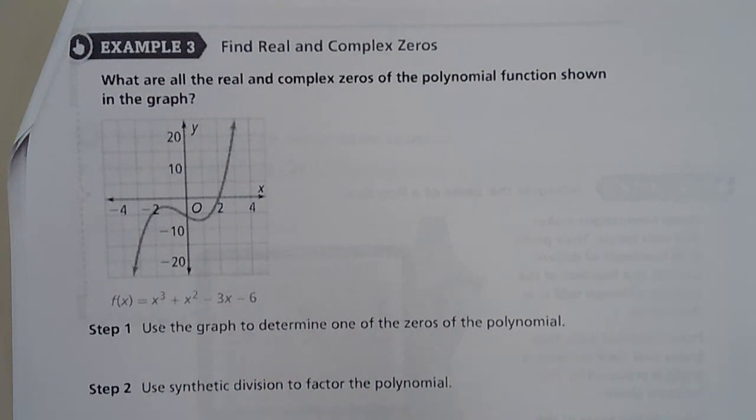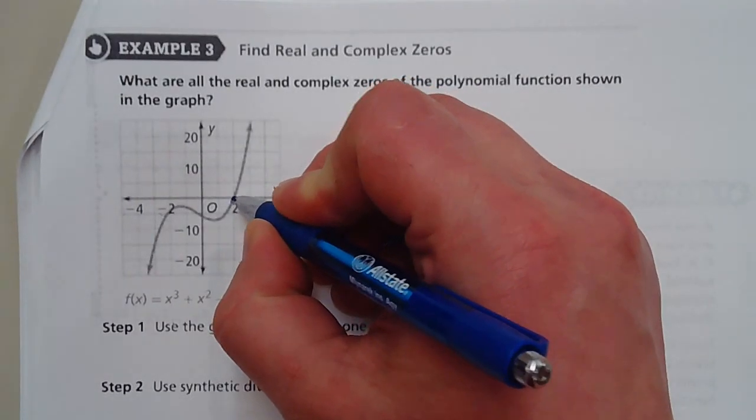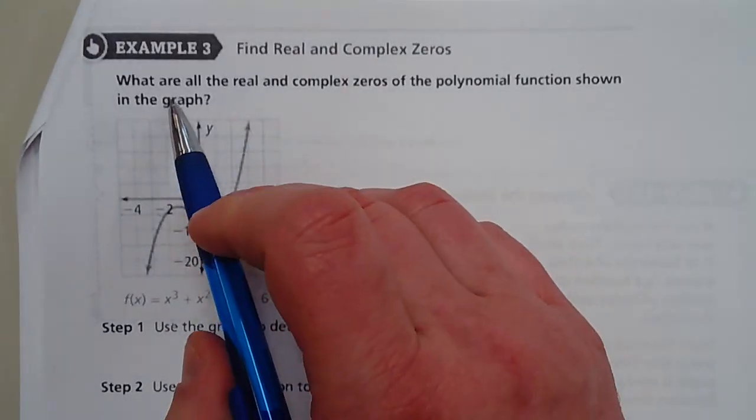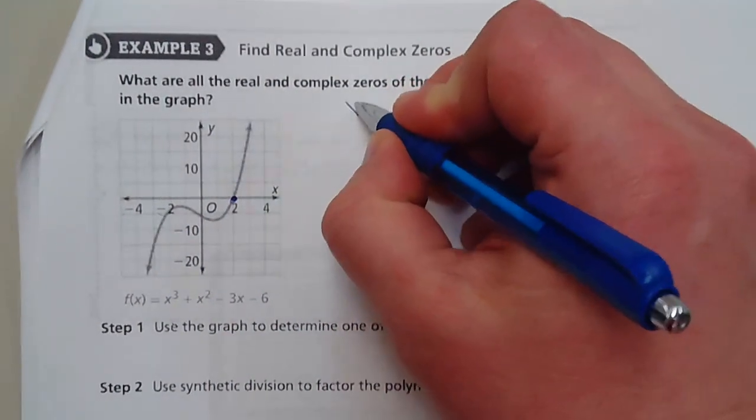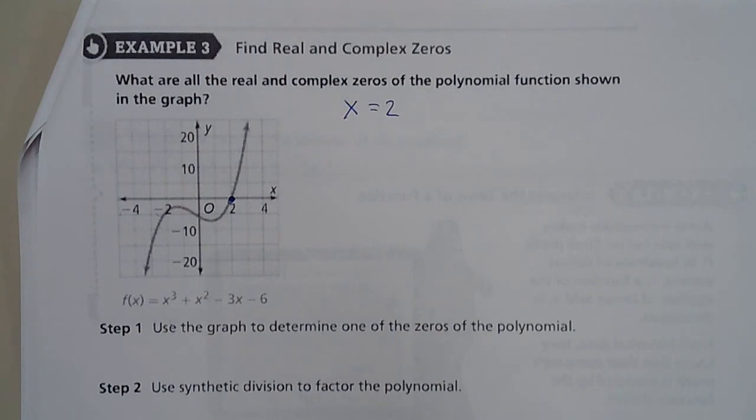If it's third degree, it's going to have three solutions. The thing is, though, they might be real, they might be complex, they might have multiplicity, like we saw yesterday. So we're going to take all this into account. What we do know for certain is this has at least one real zero at 2. So when the question is, what are all the real and complex zeros? I know for sure x equals 2 is definitely one of my three solutions.